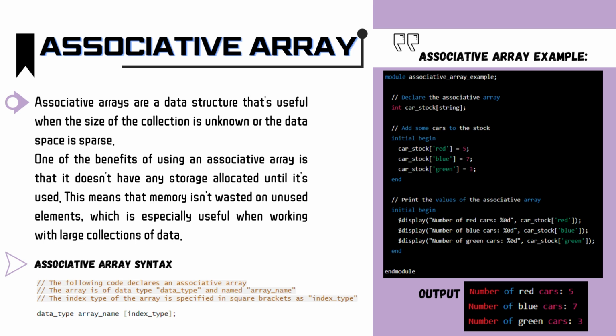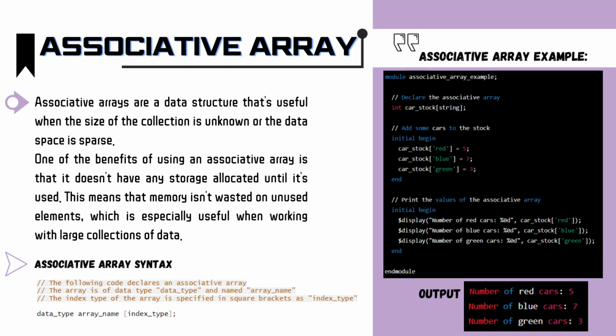We would declare it like this: int agelist string. Here, the data type is int, which means the array will hold integer values. The index type is string, which means we will be using strings as the index. It's important to note that the index type can be of any type, not just integers. This makes associative arrays more flexible than other array types.